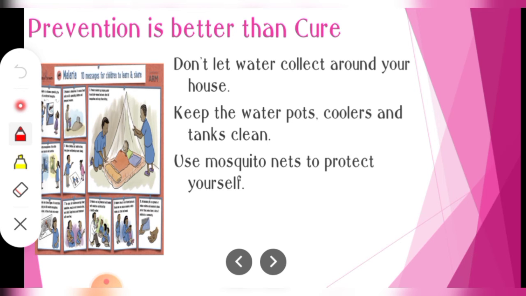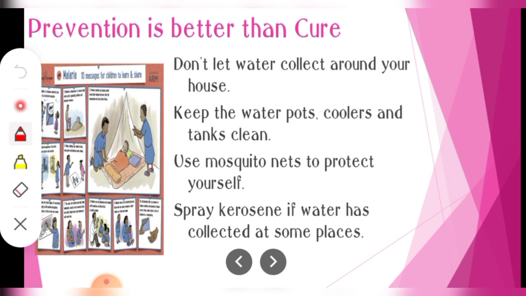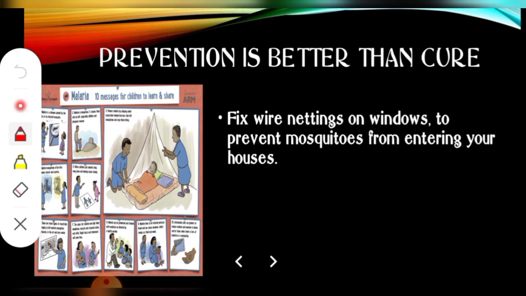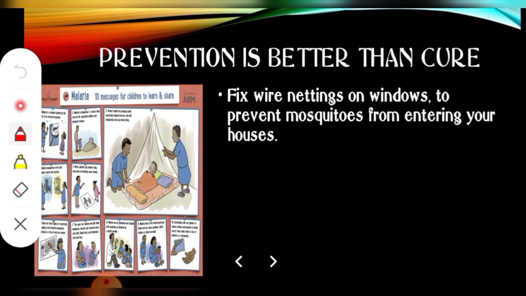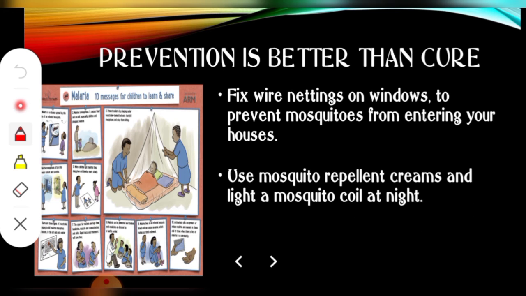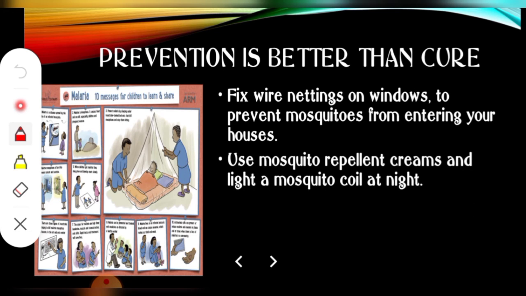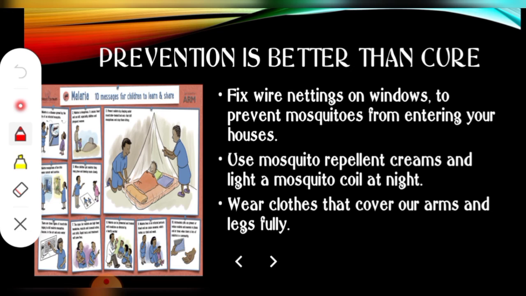Use mosquito nets to protect yourself. Spray kerosene oil if water has collected at some places, because when you spread kerosene, it forms a thin layer on the water and prevents mosquito breeding. Fix wire nettings on windows to prevent mosquitoes from entering your house. Use mosquito repellent creams and light a mosquito coil at night. Wear clothes that cover your arms and legs fully so that mosquitoes cannot bite you.